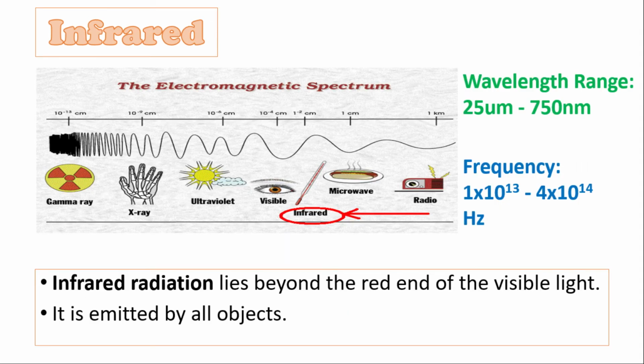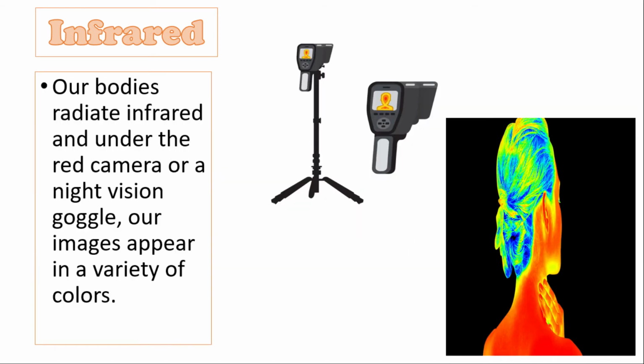Next type is infrared. Infrared radiation lies beyond the red end of the visible light. It is emitted by all objects. Our bodies radiate infrared, and under an infrared camera or night vision goggles, our images appear in a variety of colors.